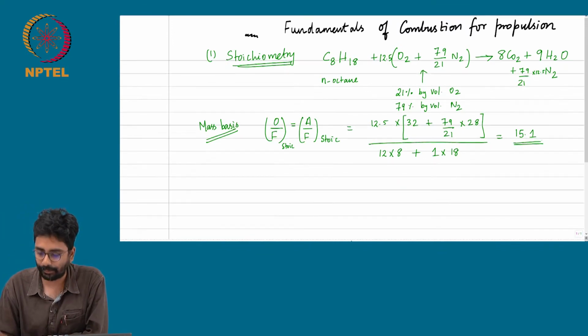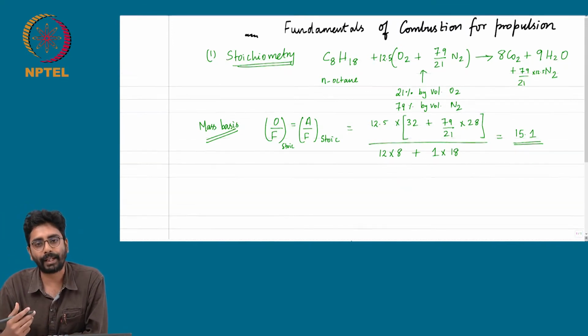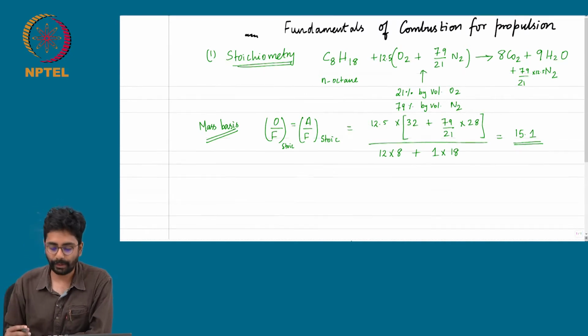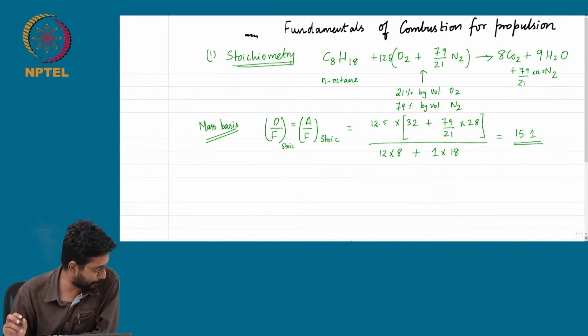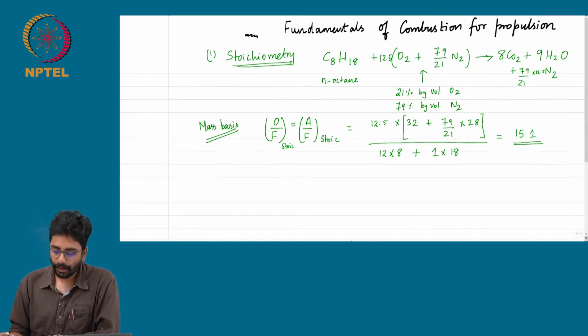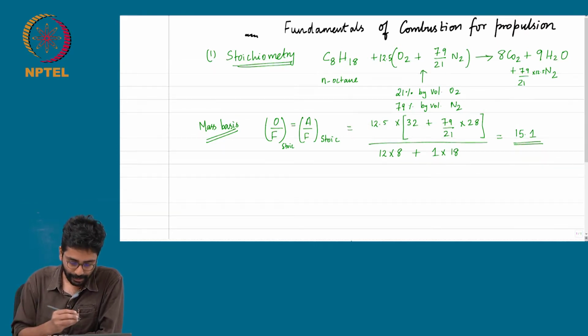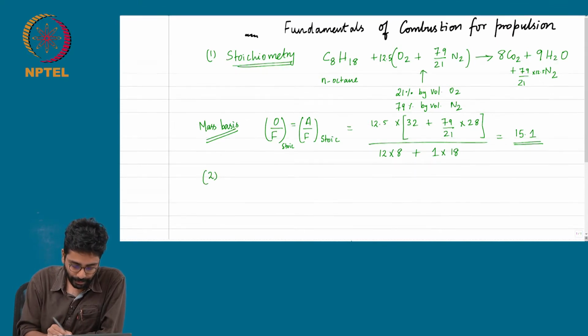This is a number that is more or less the same for all hydrocarbon fuels. The stoichiometric air to fuel ratio will be about 15 to 20. So that is as far as stoichiometry is concerned. Let's move on to the idea of formation enthalpy.